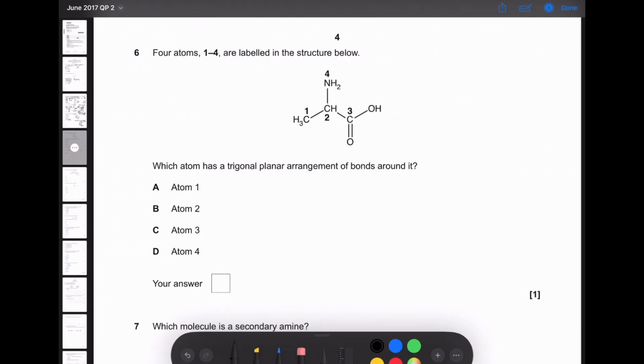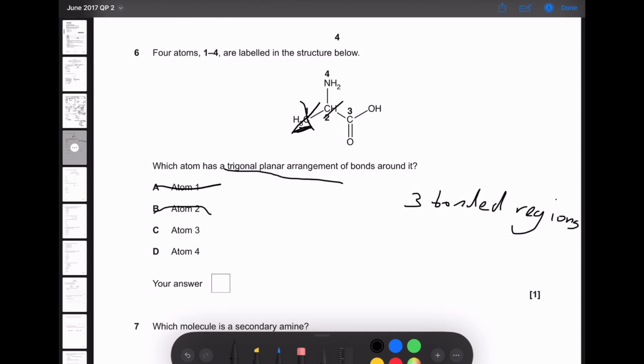4 atoms, 1 to 4, are labelled in the structure below. Which atom has a trigonal planar arrangement of bonds around it? Well, what do we know about trigonal planar? It's got 3 bonded regions. So, look at this. Well, this methyl group here is going to have 4 bonded regions, so it's not 1. This one here has got, would you look at that, 4 bonded regions, so it's not going to be 2.